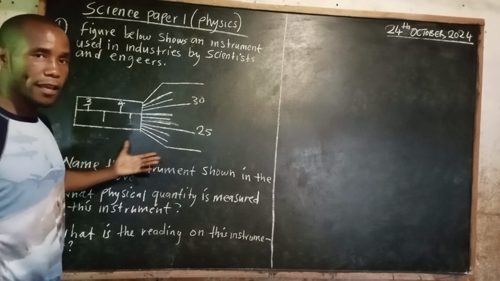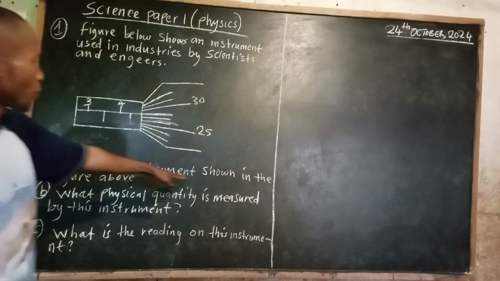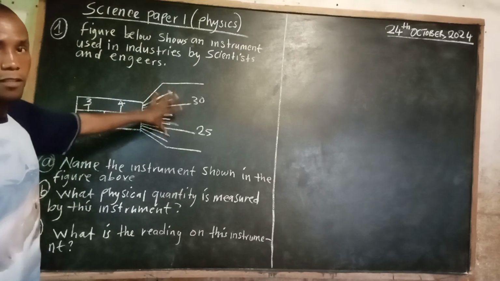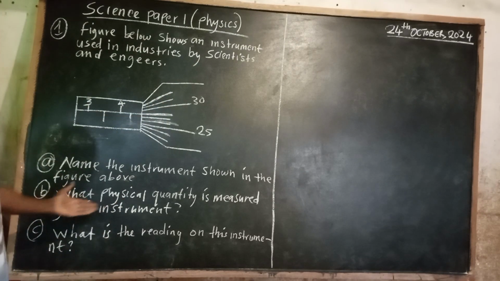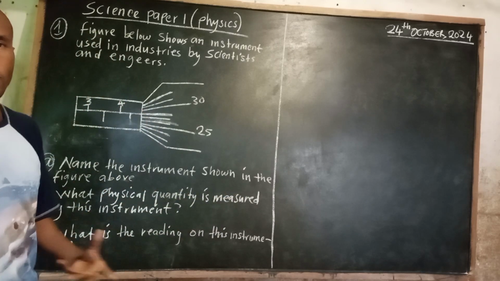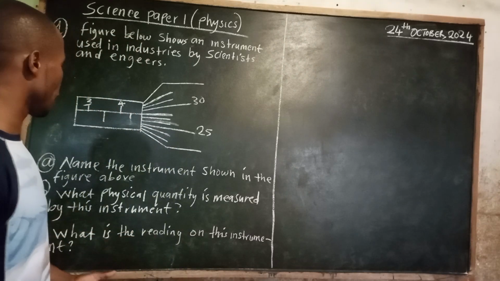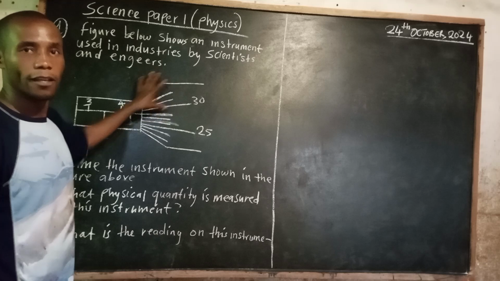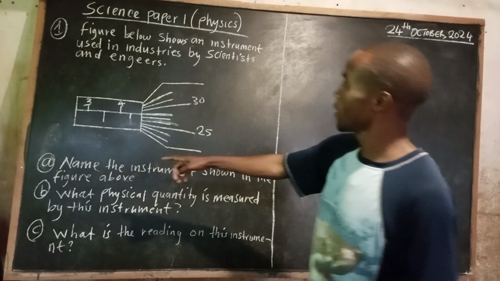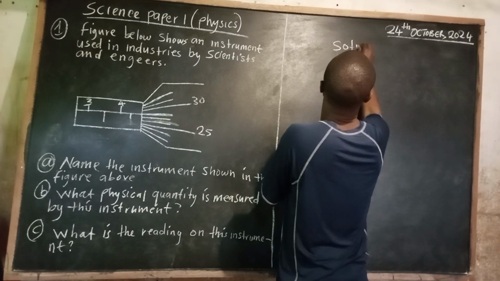So now, down here we have questions. Okay, A, name the instrument shown in the figure above. Then B, what physical quantity is measured by this instrument? Then C, what is the reading on this instrument? Okay, so we are going to start with 1A. So for A, first of all, we write solution.